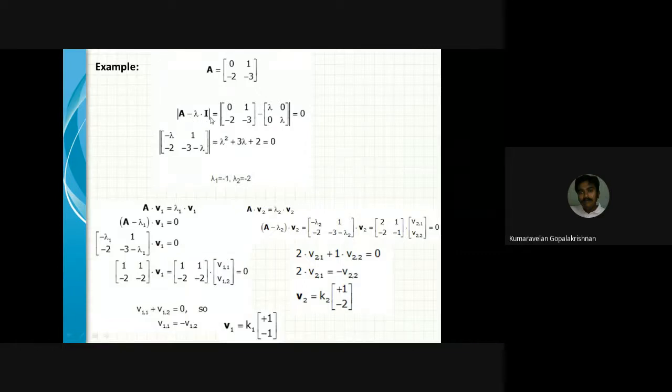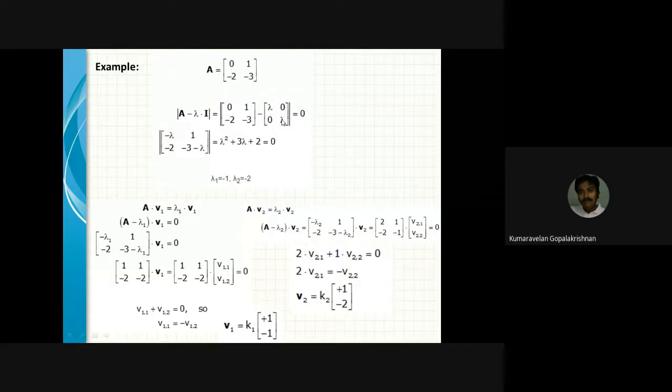I have to find the value of A. So what is my matrix? A is my matrix: 0, 1, minus 2, minus 3, minus lambda into I. What is my I? It's a 2 by 2 matrix, since A is 2 by 2. Similarly, my I is 1, 0, 0, 1. By multiplying with minus lambda, instead of the identity matrix, it is multiplied by lambda, so I am getting lambda, 0, 0, lambda, which is equal to 0.